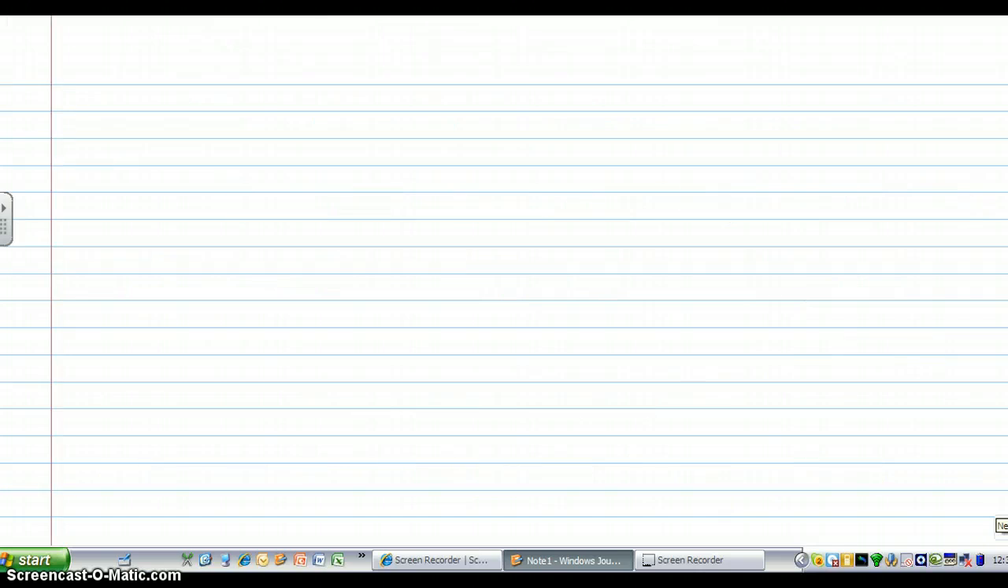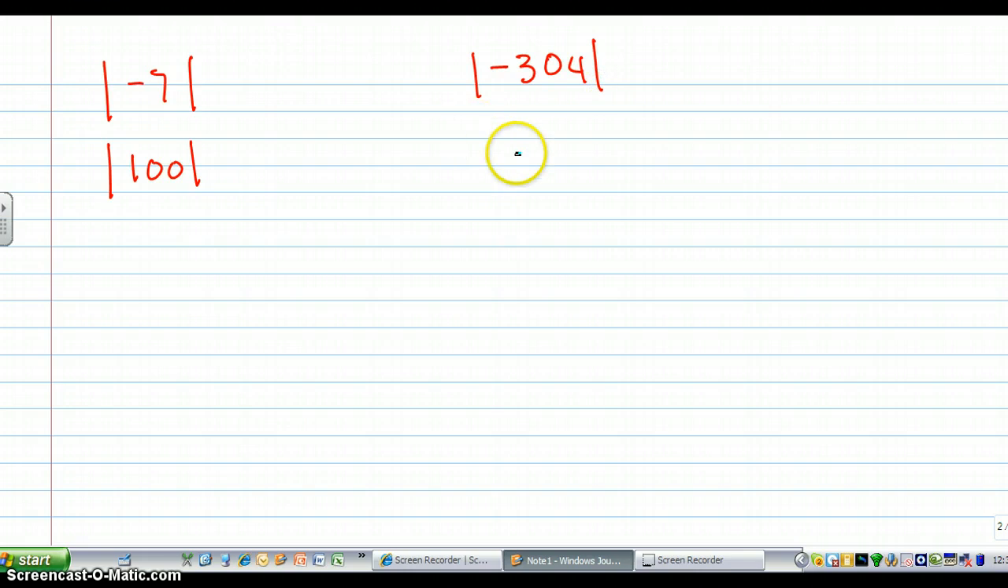All right, so let's do a little practice here. What is the absolute value of -7? What is the absolute value of 100? What is the absolute value of -304? What's the absolute value of -4? Okay, hopefully you were saying the answer along with me.